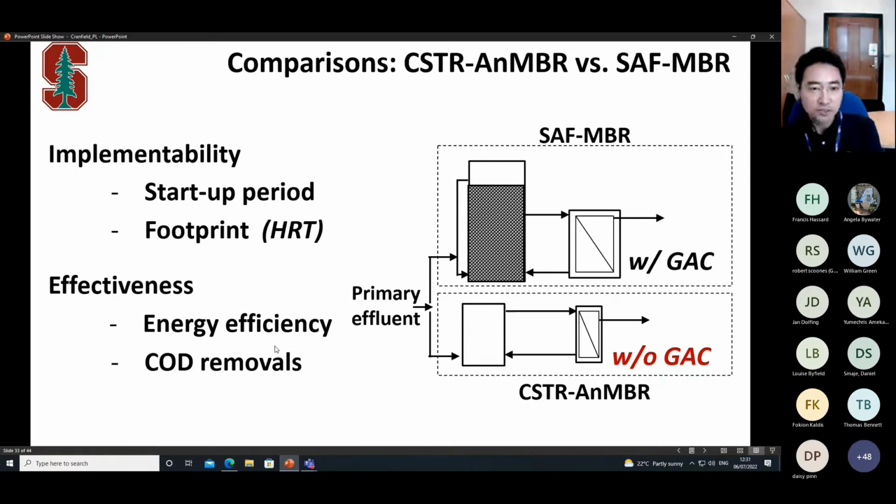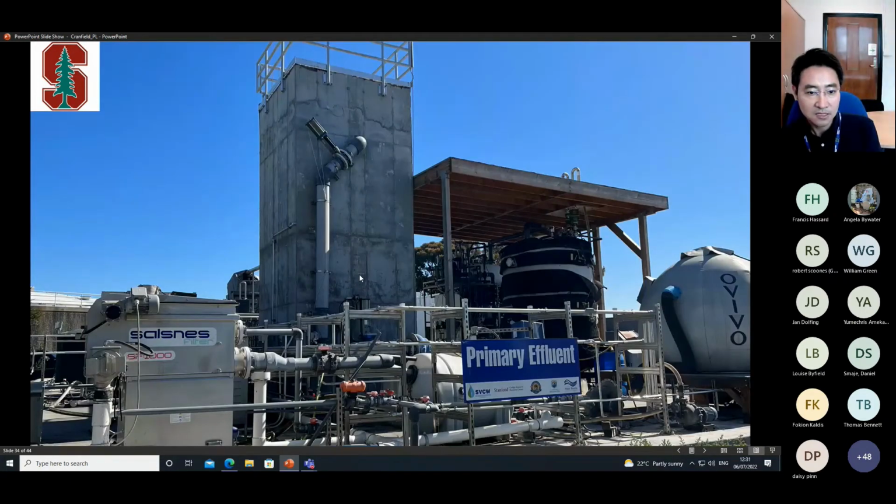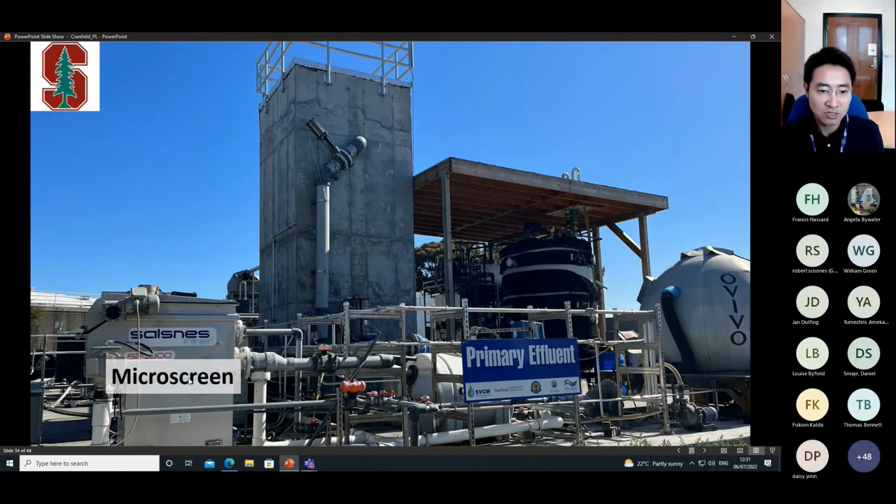We want to understand the startup period, footprint, energy efficiency and CO2 removal. You can see this is a micro screen. They feed raw sewage, and they don't have this kind of primary sedimentation, so they use a micro screen. This micro screen is a 2 millimeter screen, so most of the solids will be retained, and then we might think about putting them into anaerobic digestion.